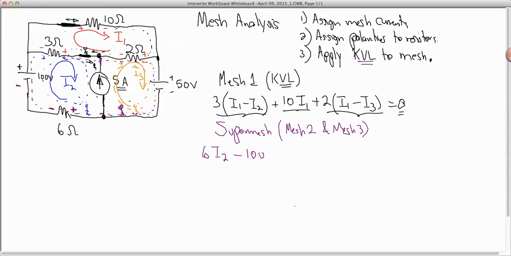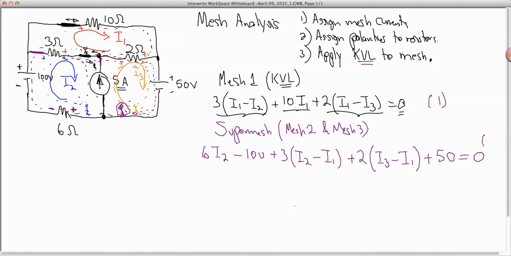If I continue, I see another plus, so I have 3 times I2 minus I1, because that is the current in this branch. I continue walking and I get to this point, so I have another plus, and the current there is I3 minus I1. I continue and I get to this plus 50. When I cross this, basically I am back to the origin, so this is equal to 0. So I want you to notice that this is equation 1, this is equation 2, but I have 3 unknowns. So I need one extra equation.